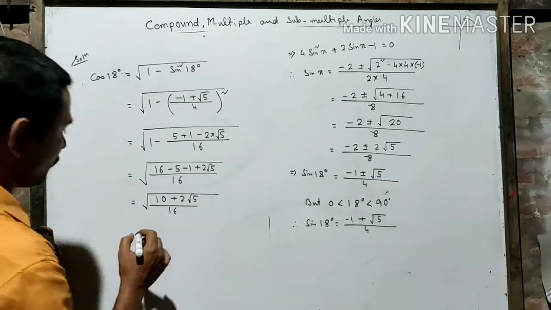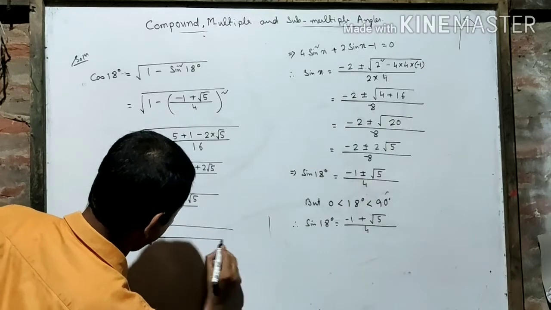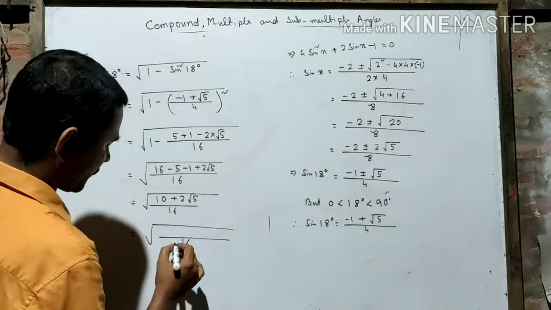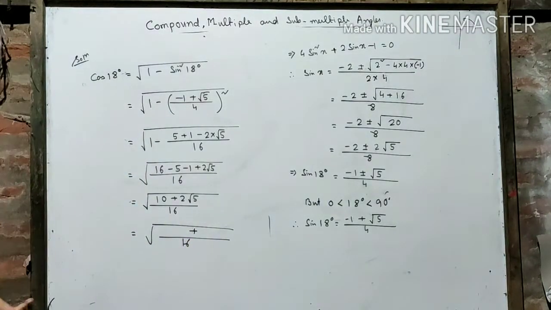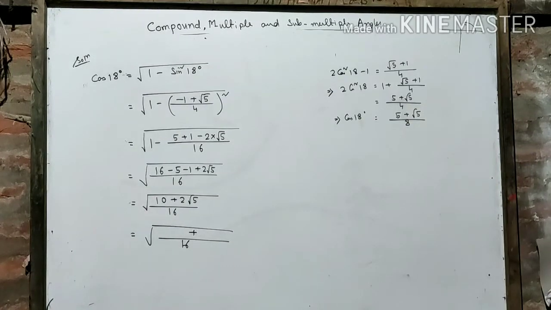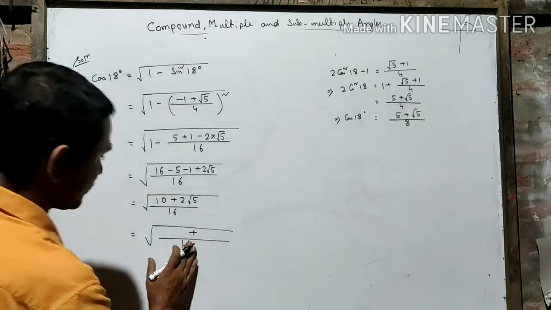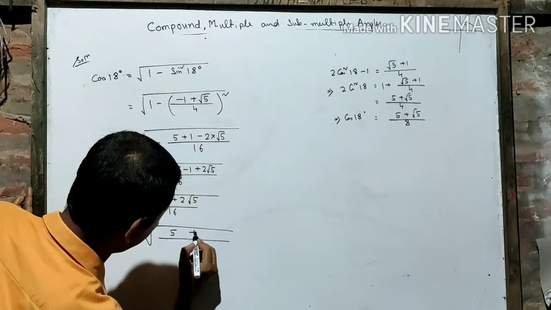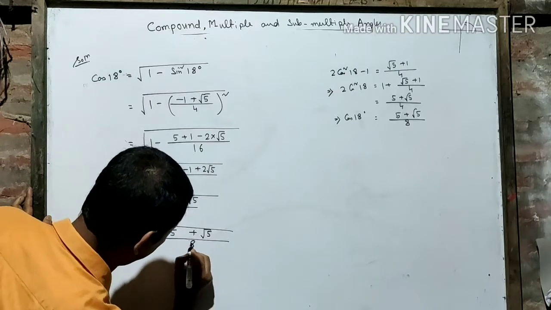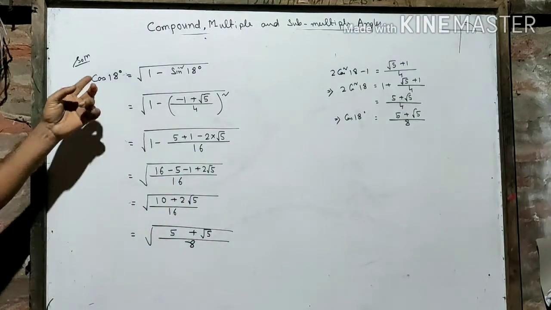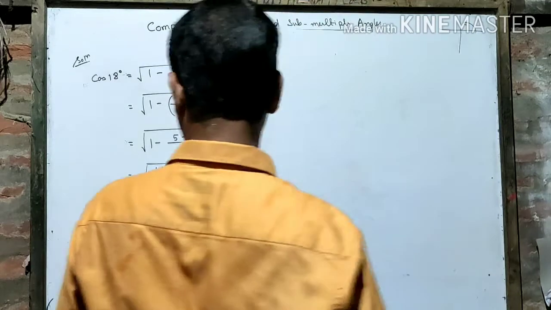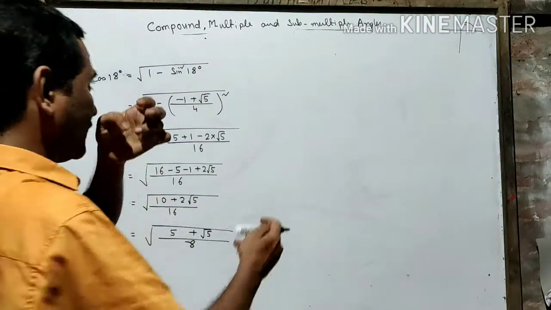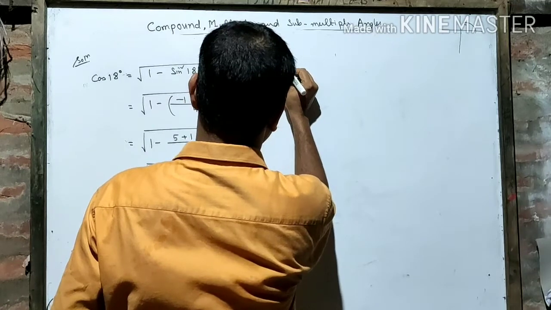Okay. Now you see, by cancelling 2 we can find the value as 5 plus root 5 by 8. So the value of cos 18 degree is under root 5 plus root 5 by 8. Okay, we may further find the value of cos 36 degree.